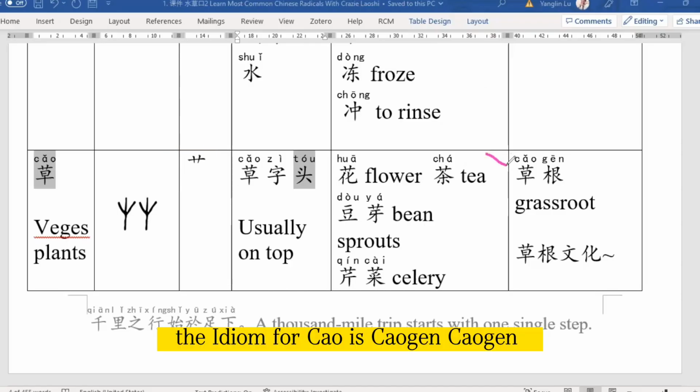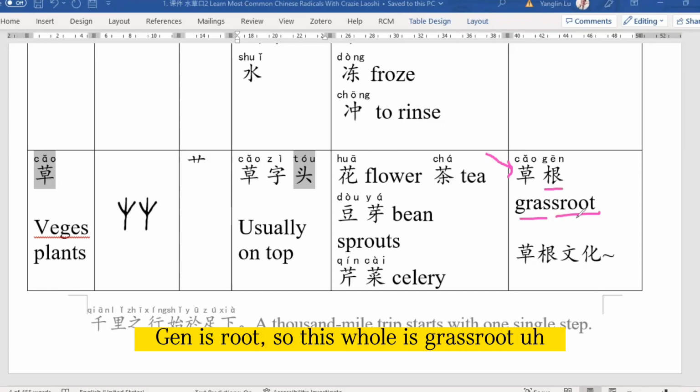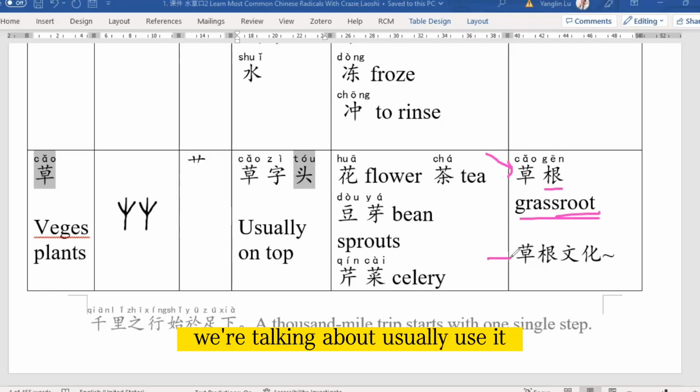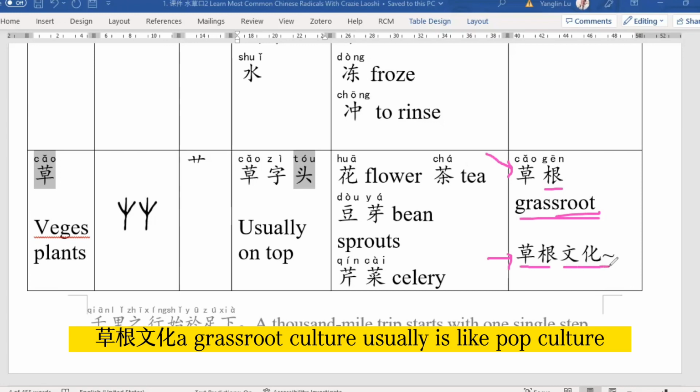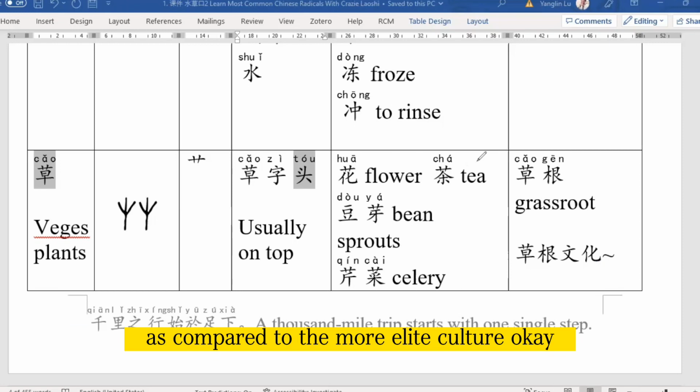The idiom for 草 is 草根, 草根. 根 is root, so this whole is grass root. But we're not talking about grass root, okay? We usually use it to say, for example, 草根文化, a grassroots culture. Usually it's like pop culture compared to the more elite culture, okay?